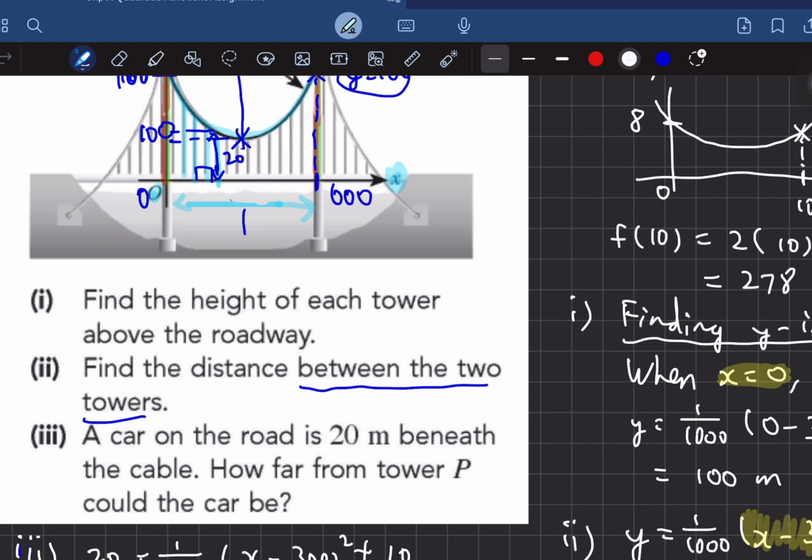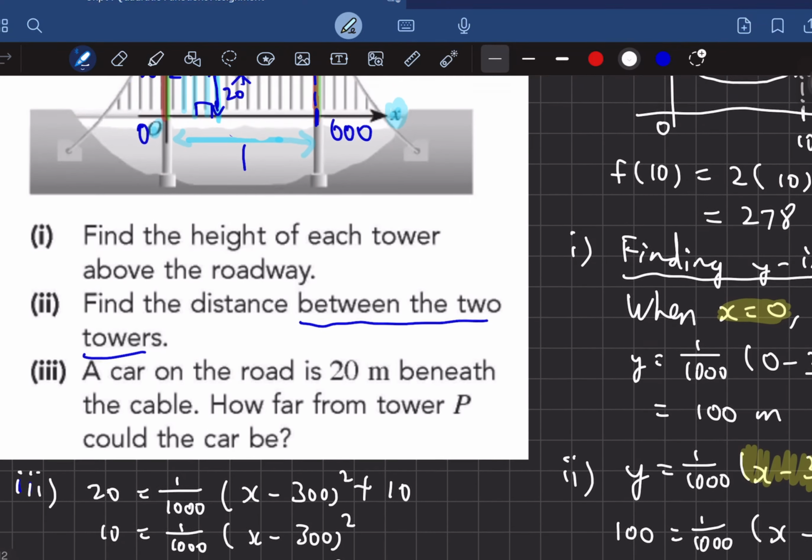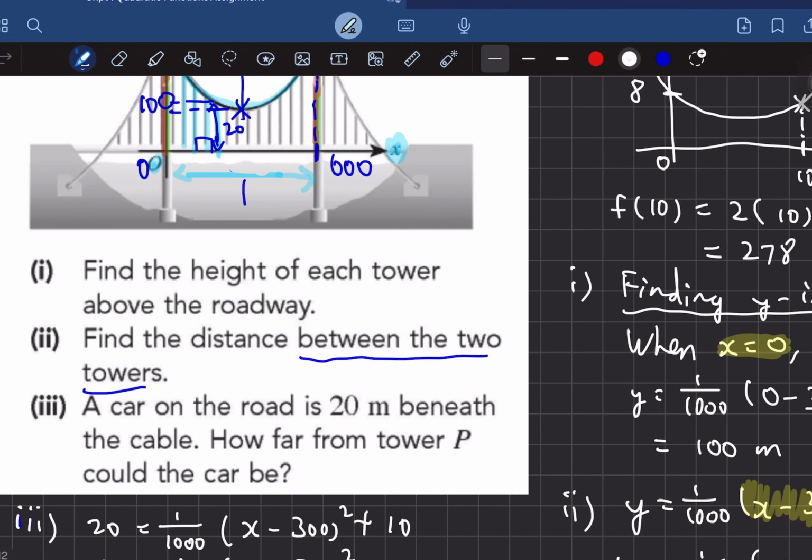So do take note. How come there are two answers, and how come both answers are acceptable? This one I'll leave to you all to take a look. This question is slightly easier because there's a diagram. What if there's no diagram? Look out for the next video and see how we try to solve without the diagram. Thank you.